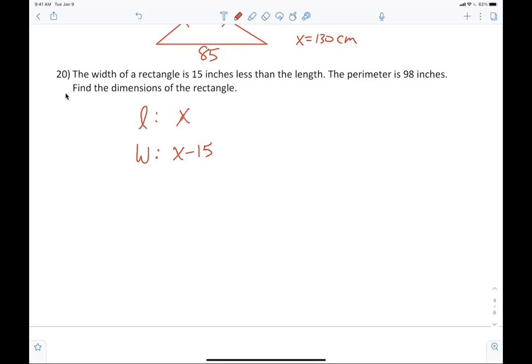Exactly. Is that making sense? So now everybody, I already told you once, the perimeter is what? Perimeter of a rectangle. 2L plus 2W. Perfect. Now what is L actually? X. What's P before I get going any further? 98. What's L again? And what's W?